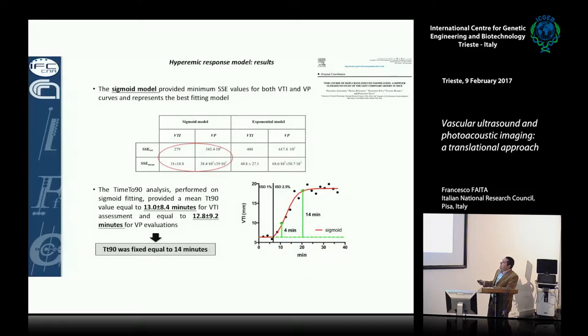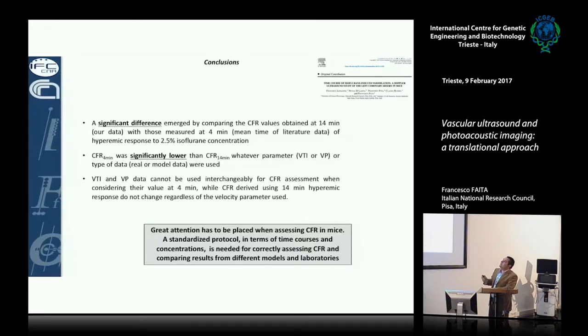About the time, we evaluated the time to 90%, and we found that the time needed to reach the plateau is about 40 minutes. And this is a very important result, because if you look at the literature, if you read papers where results about coronary flow reserve are reported, the mean time used by scientists is only 4 minutes. So what we observed is that if you want to evaluate coronary flow reserve, you have to wait 40 minutes after switching to a high concentration of isoflurane. Otherwise, your response can be significantly lower than the maximal response of your animal.